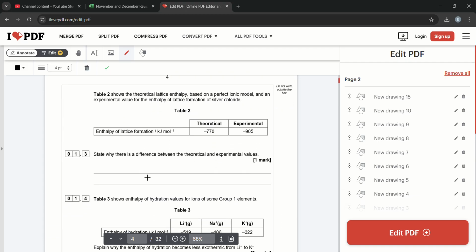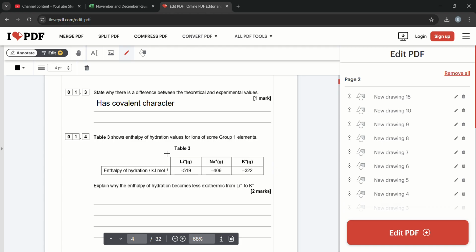1.3. State why there is a difference between the theoretical and experimental value. Well, this one's pretty nice. It has covalent character. So therefore there's going to be a difference.